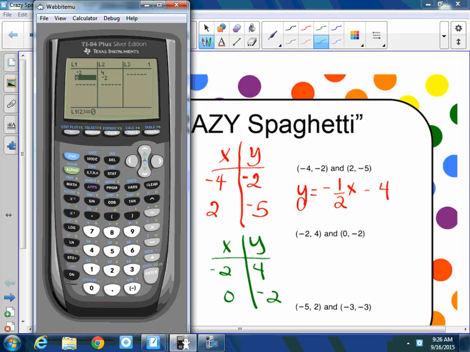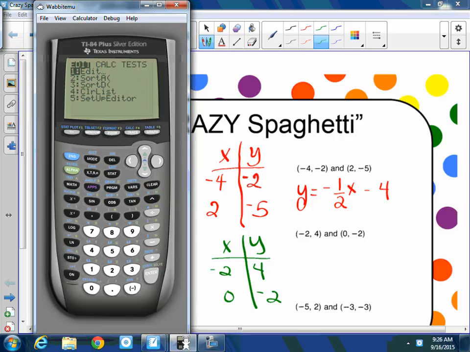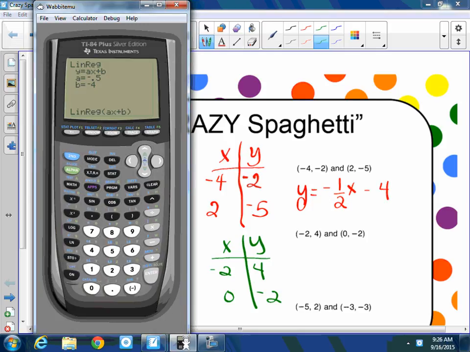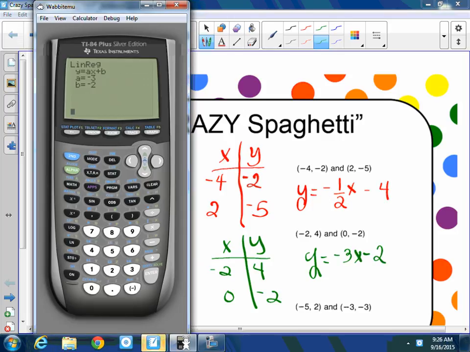Remember where to go now? Stat. Calculate. So that will be a 4. And then you go all the way down and hit calculate, right? I just have to hit enter on mine. So what's my equation? Y equals negative 3x minus 2. Not minus negative 2. Minus 2. You can say plus negative 2, but you're not going to see it like that on the test. All right, one more before we leave.